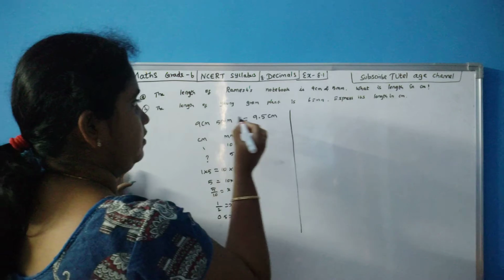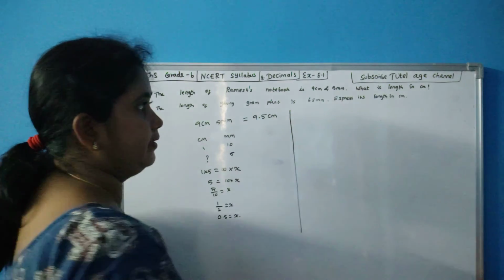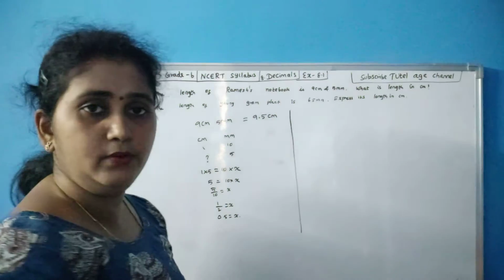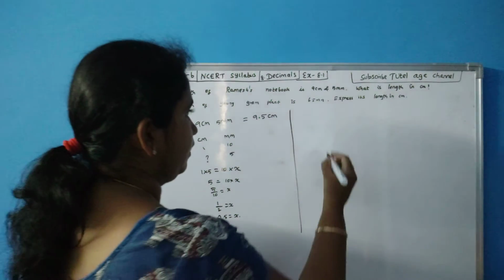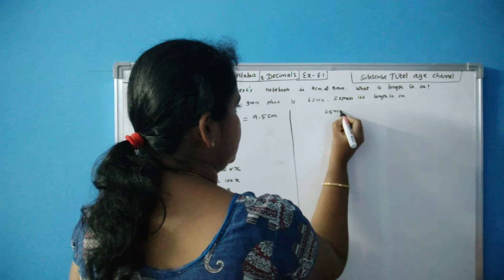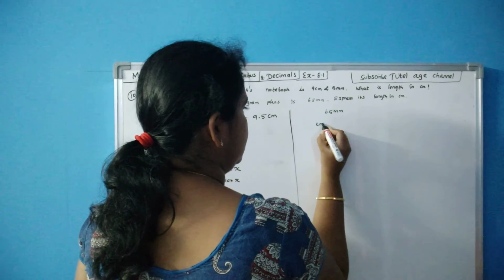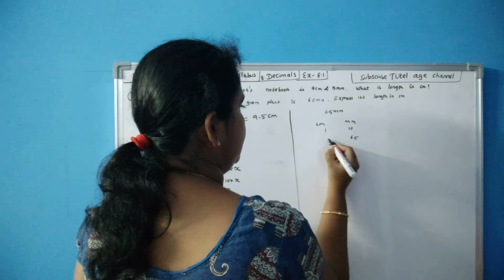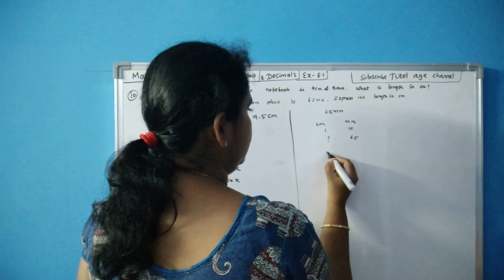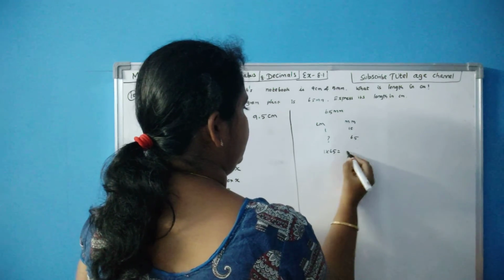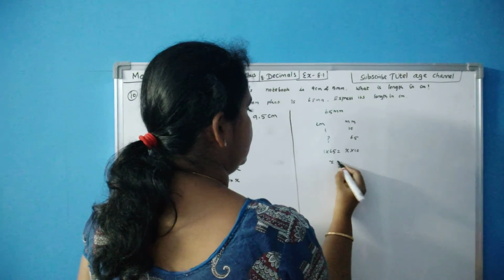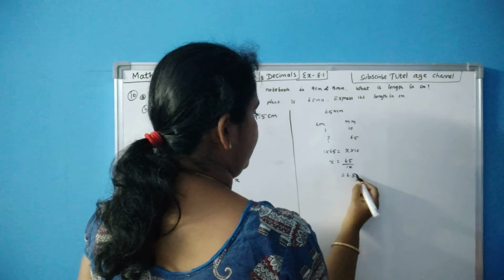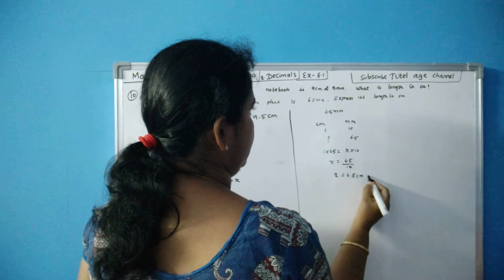Now B sum. The length of a young gram plant is 65 millimeter. You have to express it in centimeter. 1 centimeter is equal to 10 millimeter. 65 millimeter is equal to how much? So you can cross multiply. 1 into 65 is equal to x into 10. So x is equal to 65 divided by 10. That is nothing but 6.5 centimeter. So this is your answer.